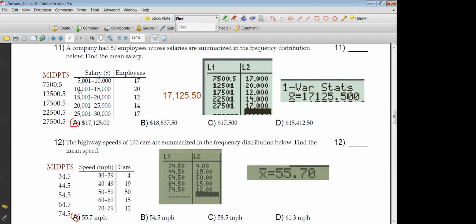Now, I do not have to do the same thing for all of these classes, because I realize that my class width, the difference between 10,001 and 5,001, or between 20,001 and 15,001, is 5,000. The class width is 5,000. Once I know this first midpoint, I just keep adding 5,000 to the ones that come after it.